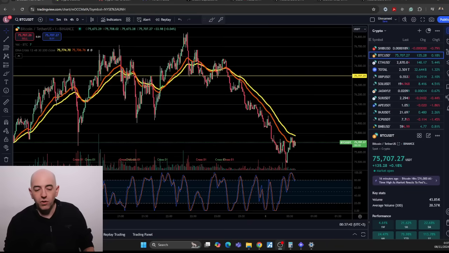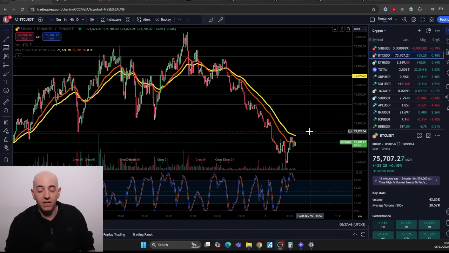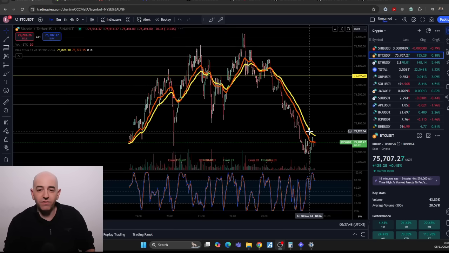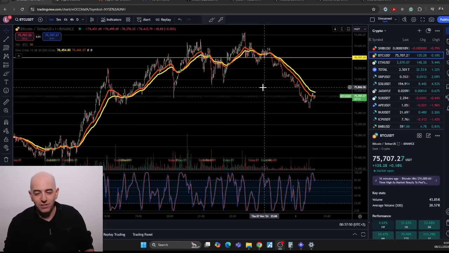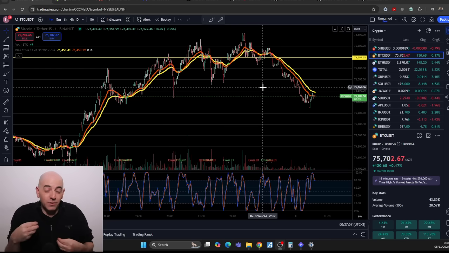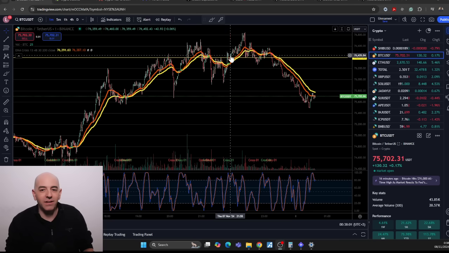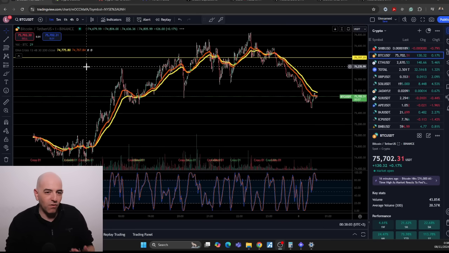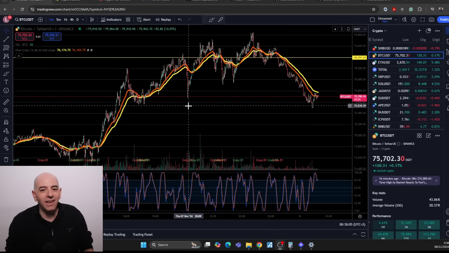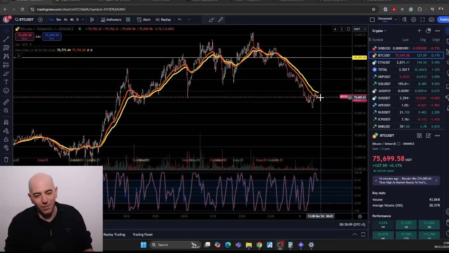So currently Bitcoin is sitting at 75,707. It fell off a little bit from the new all-time high. So basically it looks like maybe this is the end of it. But every few hours we had a new high. As you can see, there was a high here, then it pulled back, then we got a new high, then it pulled back, then we got a new high, and it pulled back.